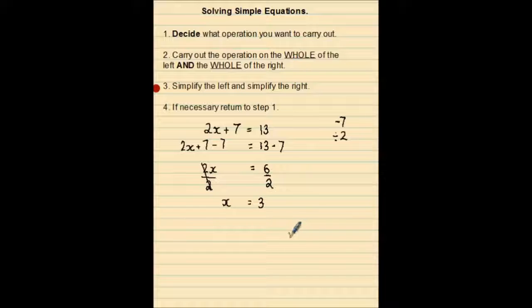And it's always good practice to substitute your answer back into the original equation just to check that it's correct. Which it is, the left equals the right.